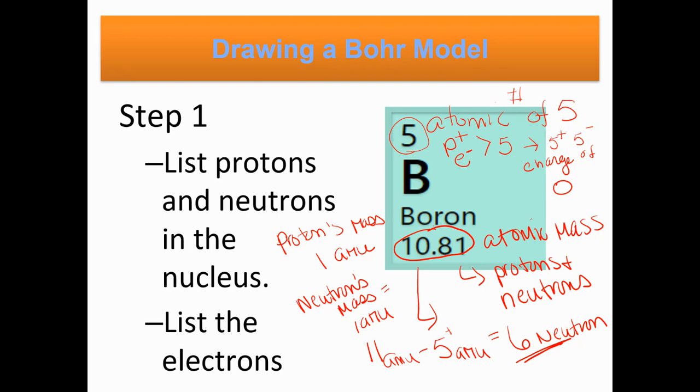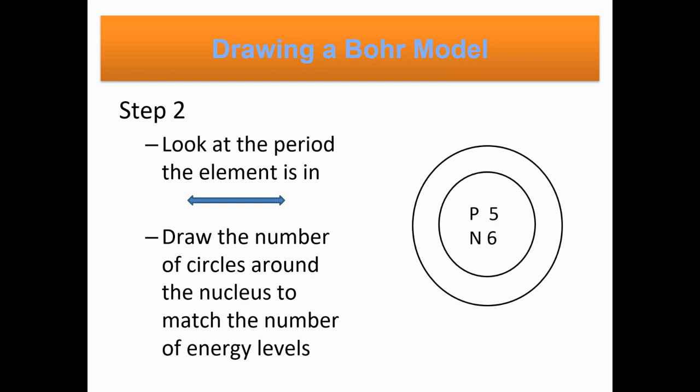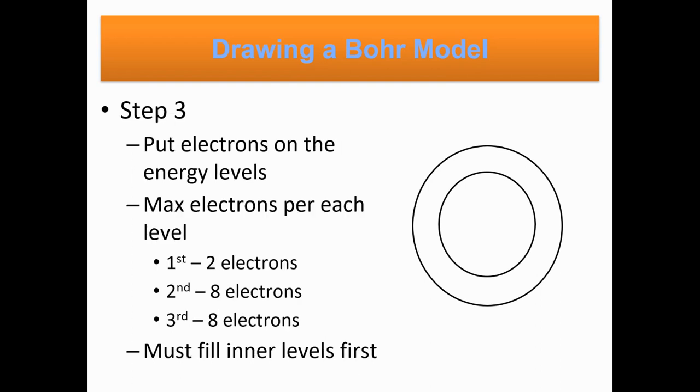Okay, so how does this relate to the Bohr model itself? So we know that we have 5 protons, 6 neutrons, and 5 electrons. Draw the number of circles around the nucleus to match the number of energy levels. But wait a minute, Ms. DeAngelis, what is an energy level? Well, let's get into that. An energy level describes where the electrons are actually hanging out around the nucleus. So in this case, we have 2 energy levels. And the reason why we have 2 energy levels is because we have a total of 5 electrons.